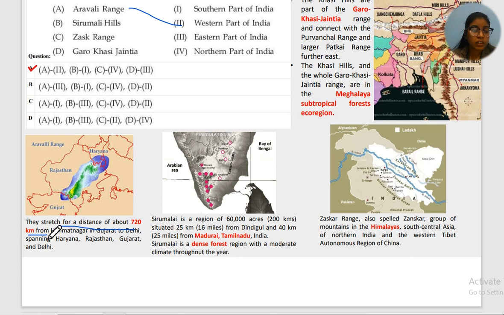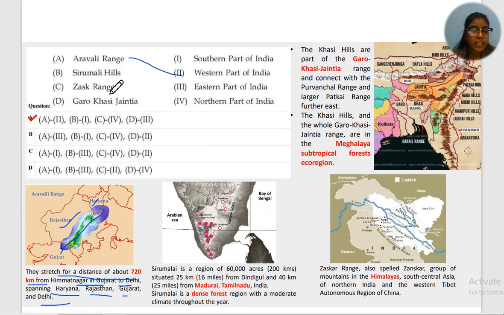So its total distance is 720 kilometers, and it originates from Himmatnagar in Gujarat to Delhi, spanning Haryana, Rajasthan, Gujarat, and Delhi. Here you can see this is starting from Gujarat and going till Delhi, also covering Rajasthan and Haryana in between.